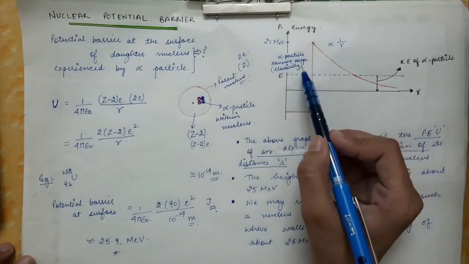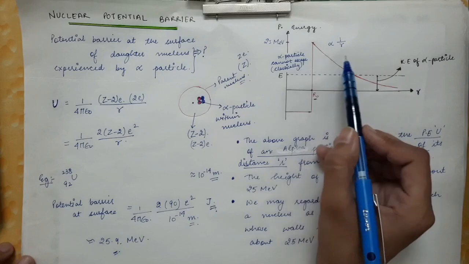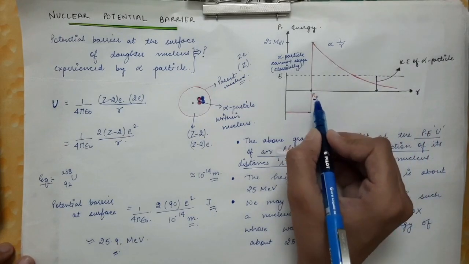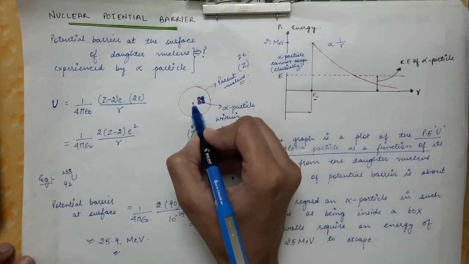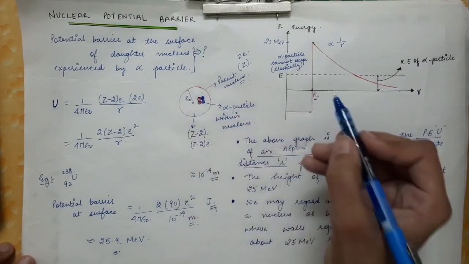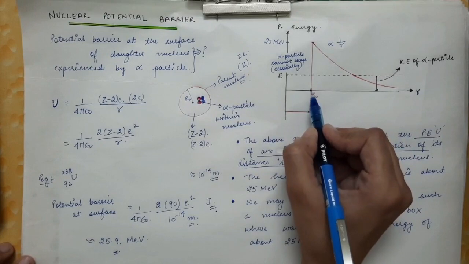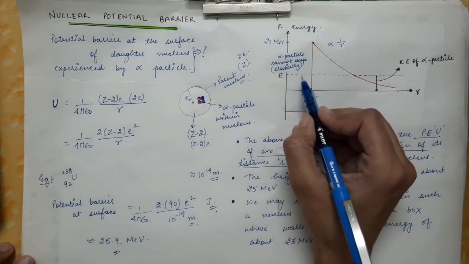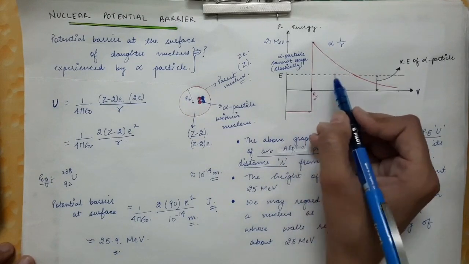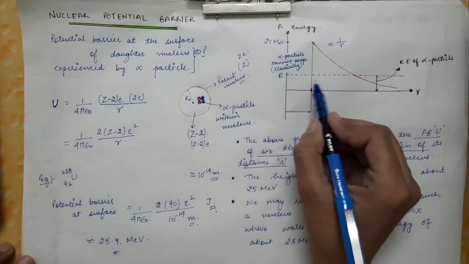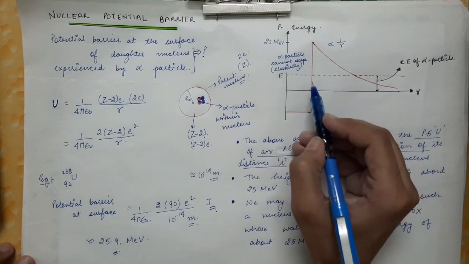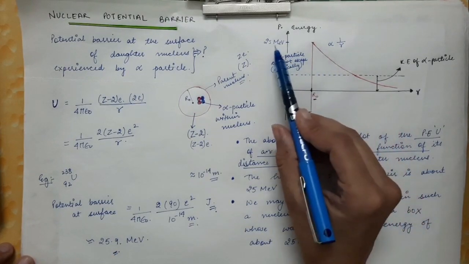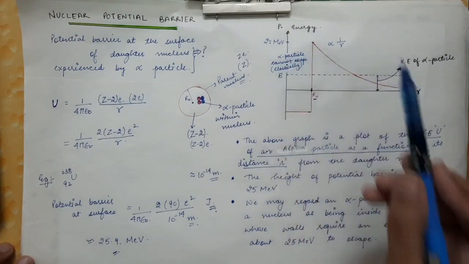For the alpha particle to escape from this nucleus, the nucleus has radius r0, so the nucleus is present only up to this distance r0. For the alpha particle to escape the nucleus, that is, to go beyond this distance r0, it has to escape this potential barrier of 25 mega electron volt.